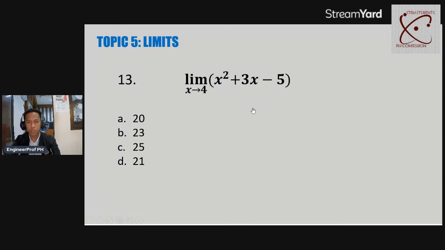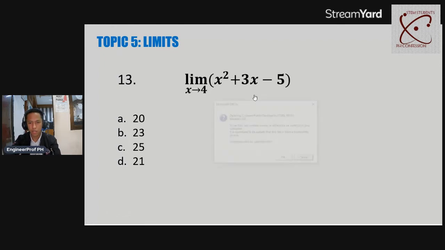So meron tayong bunch of ways to solve limits, just like substitution. We can use factoring, di ba, to simplify the equation before substituting the value, kasi minsan nagma-math error siya sa calculator. And meron tayong L'Hopital's rule. Okay, so those are the manual methods in solving a limit. But dito, since it's a workshop using Casio, we will use Casio FX991EX Class Swiss.